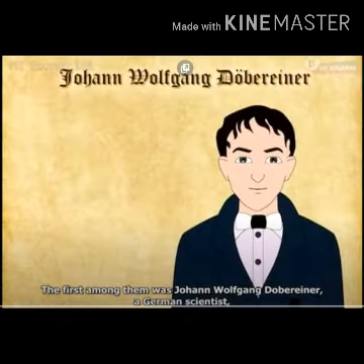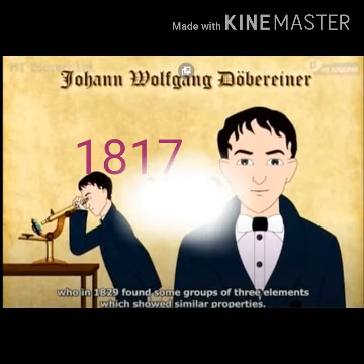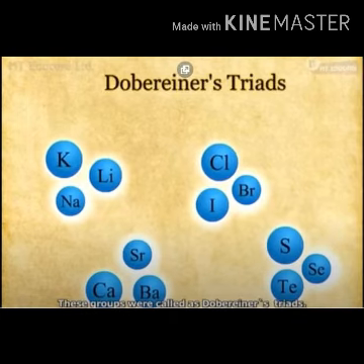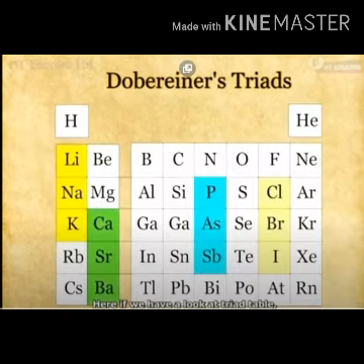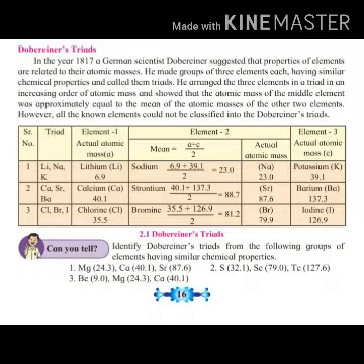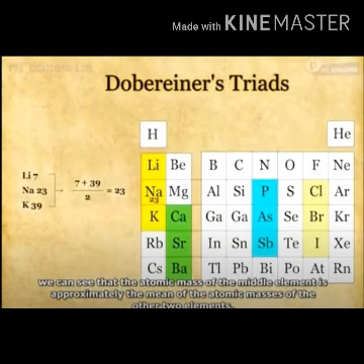The first among them was a German scientist, Johann Wolfgang Dobereiner, who in 1817 found some groups of three elements which show similar chemical properties. These groups were called Dobereiner triads. Children, if we have a look at the triad table, he arranged three elements in a triad in increasing order of atomic mass and showed that the atomic mass of the middle element is approximately the mean of the atomic masses of the other two elements.